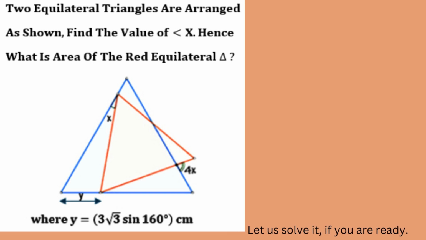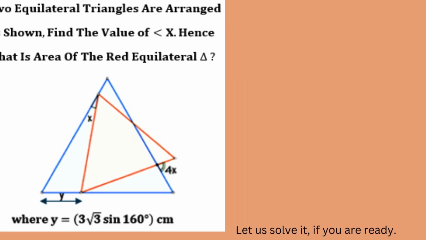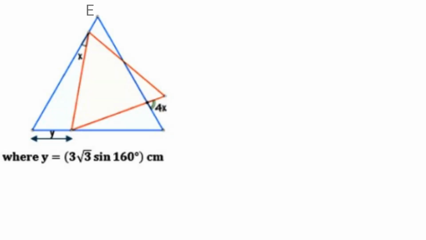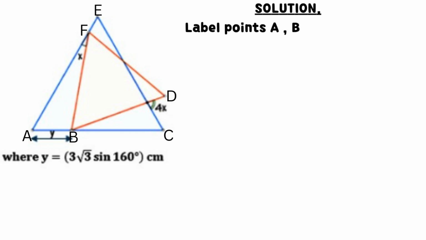Find angle X and the area of the red equilateral triangle. Triangular rules and properties, the sine and cosine rules are used to solve this question. Label points A, B, C, D, E and F.